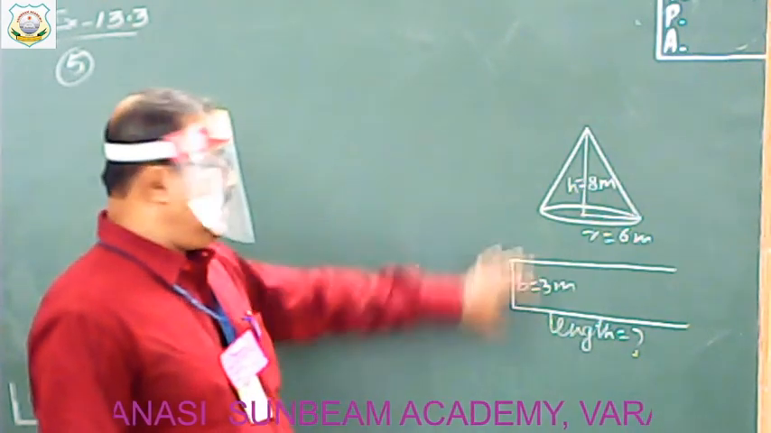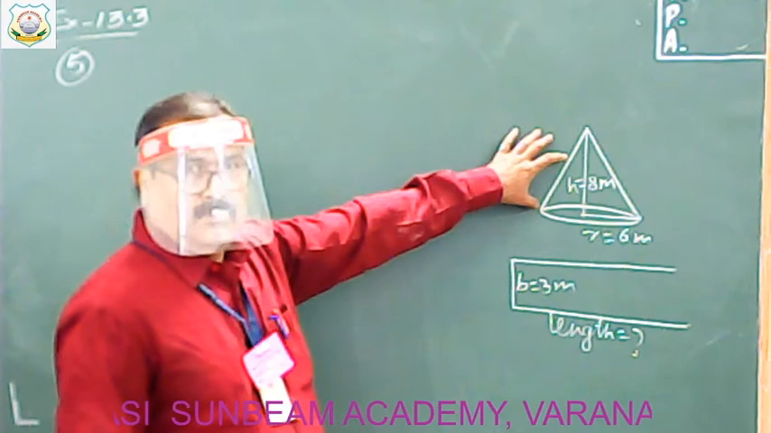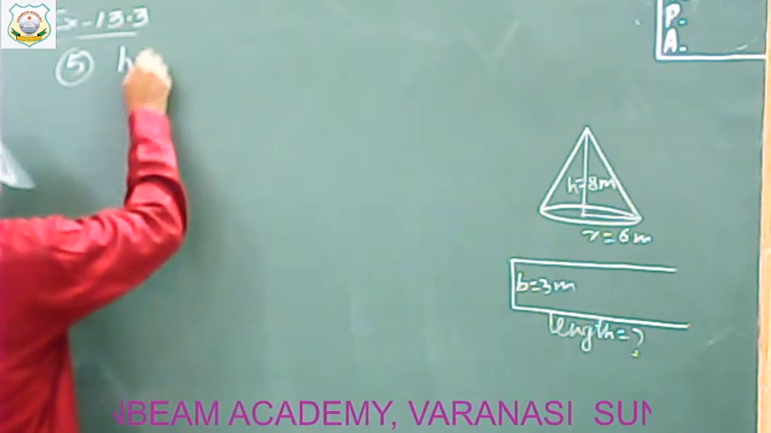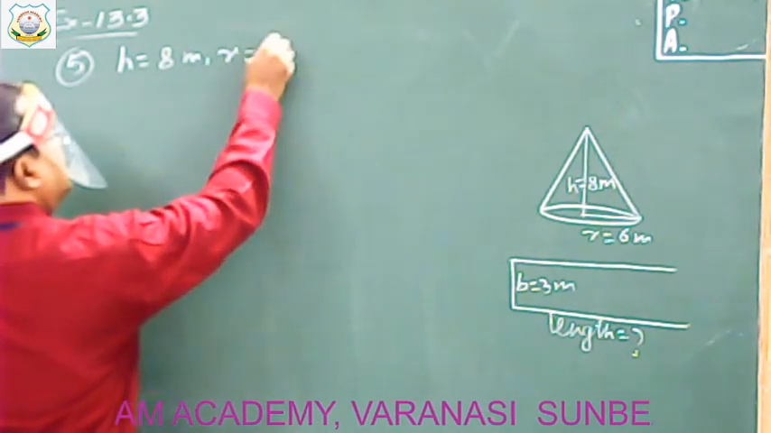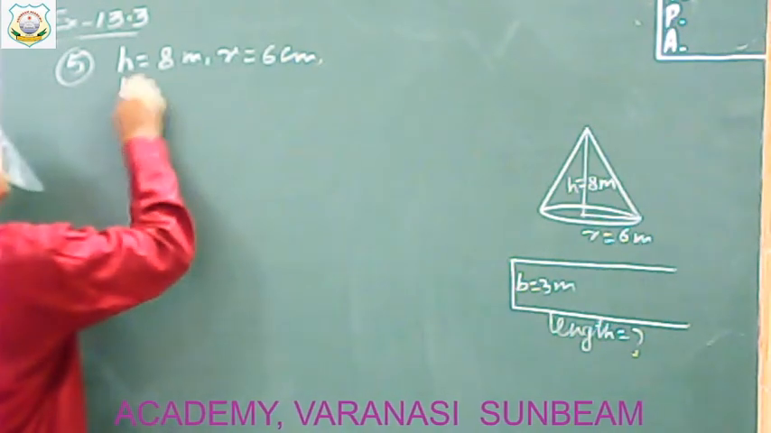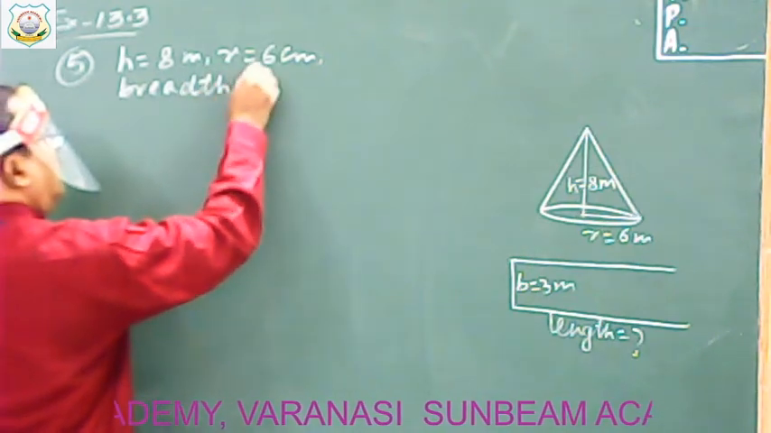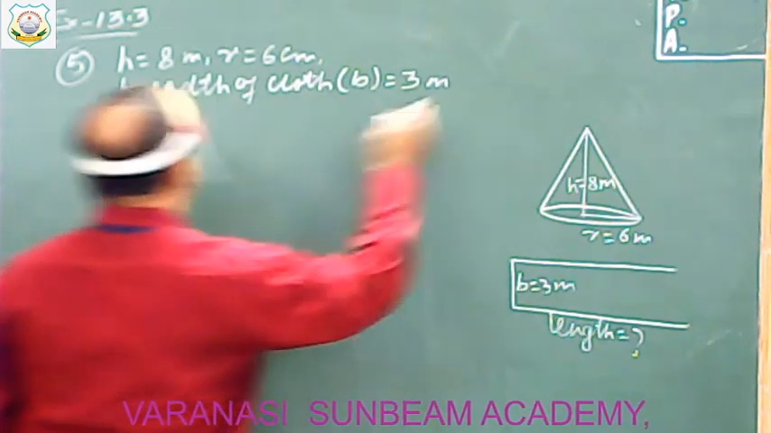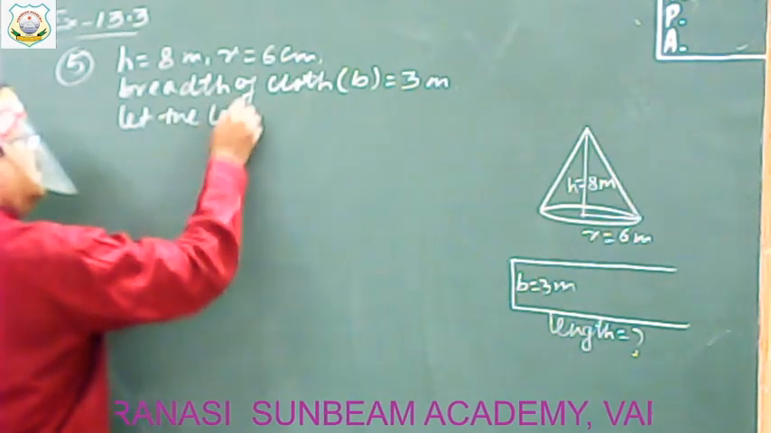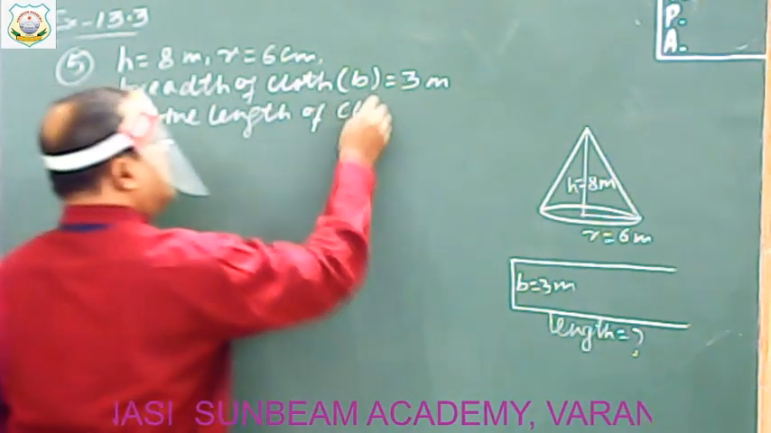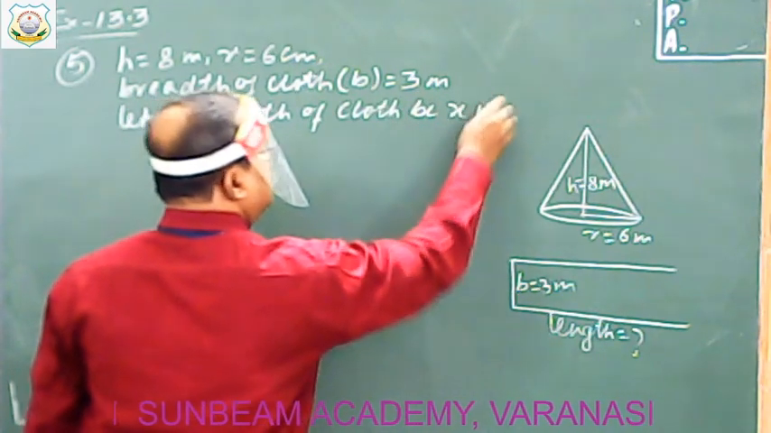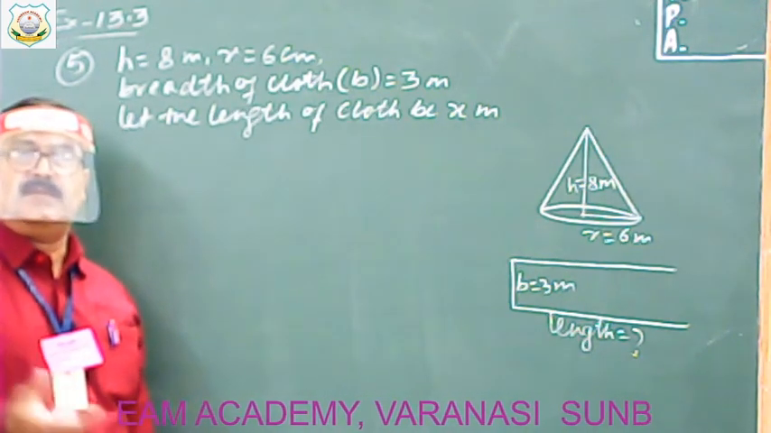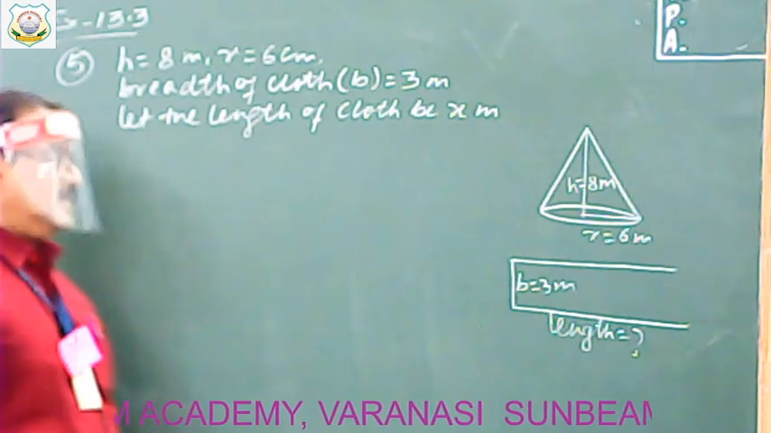The mechanism is that the required area of the rope is the same as the CSA of the conical tent. So what we have: height 8 meters, radius 6 meters, breadth of board B is 3 meters. Let the length of board be x meters.